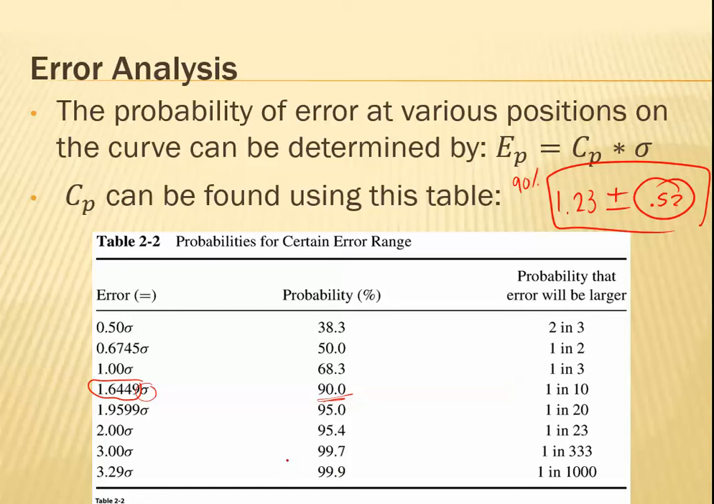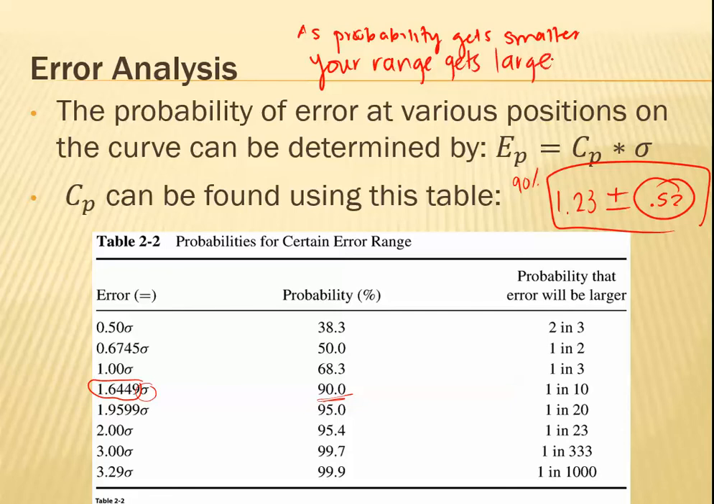If you want very, very good accuracy, how big is your range going to be? As your probability gets smaller, your range gets larger. So there's only a 50% probability that my error is between 1.23 and plus minus 0.01, for example. That's 50%. I'm not making these numbers up, it's just to illustrate an example.